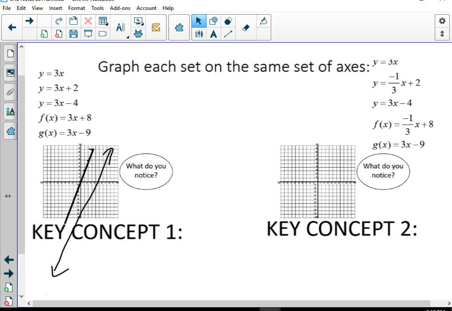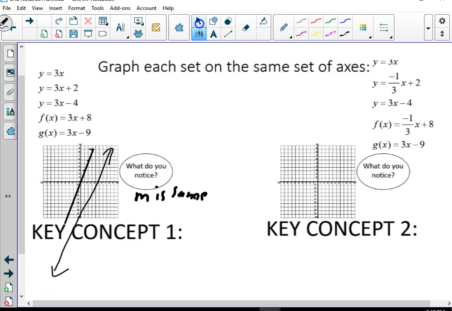Okay? So it's the exact same slope. So it says, what do you notice? M is the same. The slope is the same. The y-intercept changes. Okay? So it's just altering it.